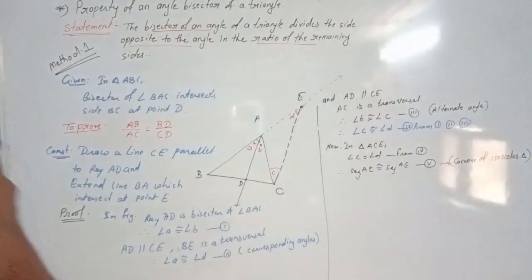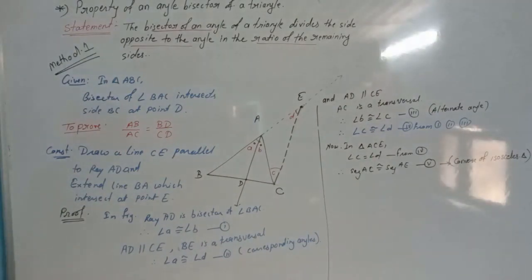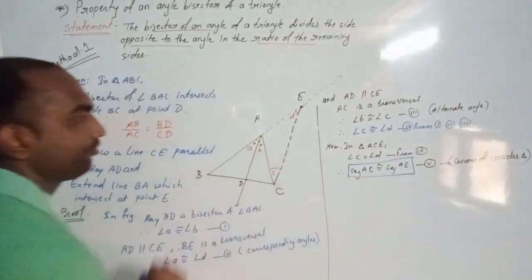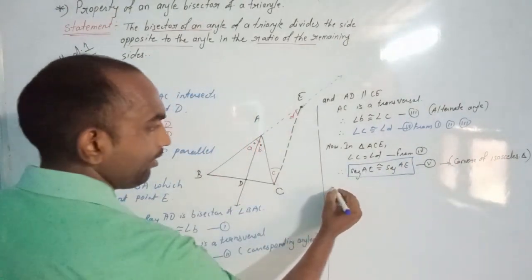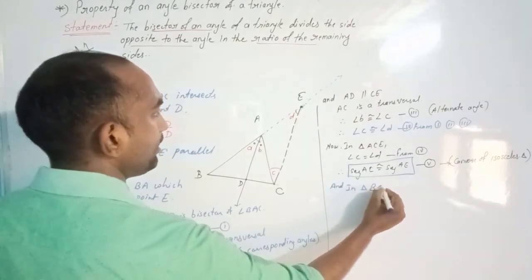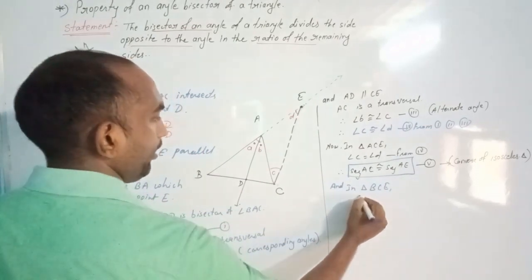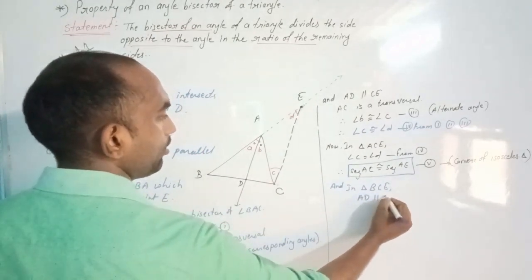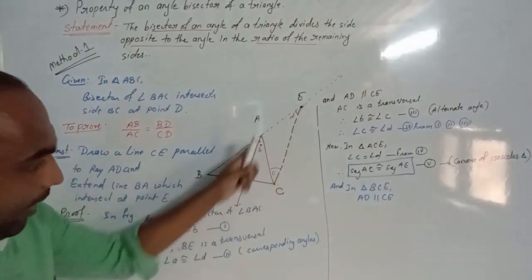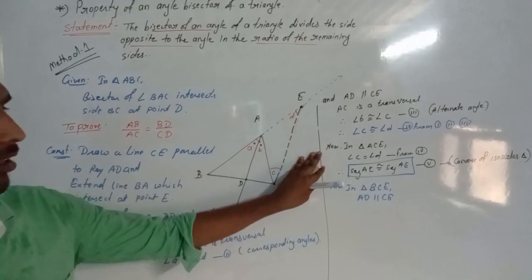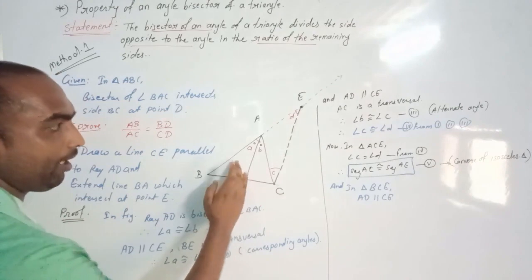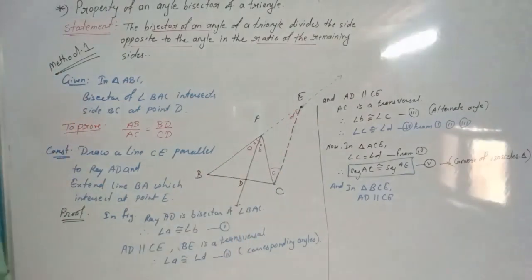Okay, is that clear? So here we get this point. We remember this point, and in triangle BCE, AD is parallel to CE. So in triangle BCE, AD is parallel to the second side. So in the BPT theorem we had studied, in a triangle if any line is parallel to the third side, we can apply the BPT theorem over there.